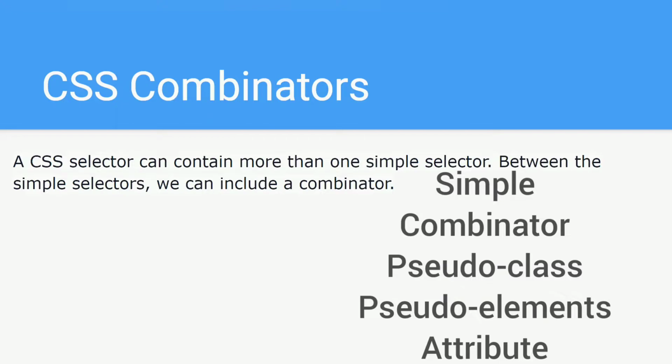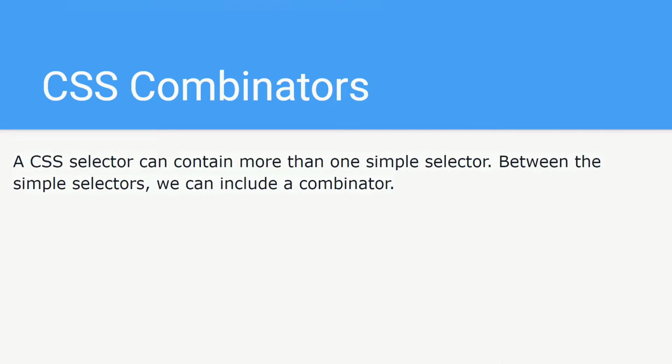We have already covered the simple selectors. Now we will learn about the combinator selectors. A combinator selector is used to combine more than one simple selector. With the help of a simple selector, we were able to apply the properties to a single element or single tag only. But with the help of combinators, we can combine two simple selectors.